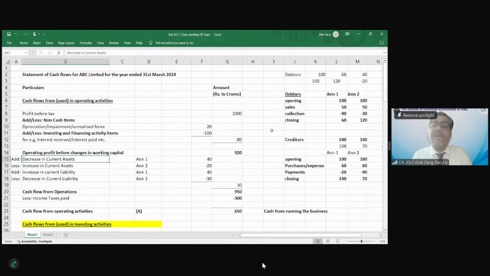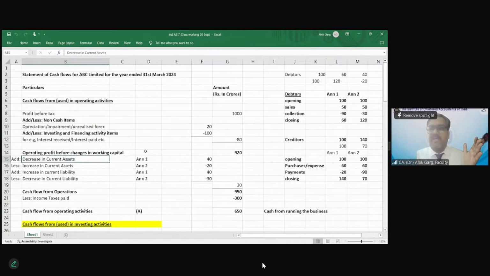Now you have to do the adjustments in the working capital. Okay. For example, the opening trade receivable was 100 rupees. The closing trade receivable is 60 rupees. What does it mean? The initial debtors was 100 rupees. The closing debtor was 60 rupees. What does it mean? So how do you prepare? 40 rupees received. You have received 40 rupees, right?